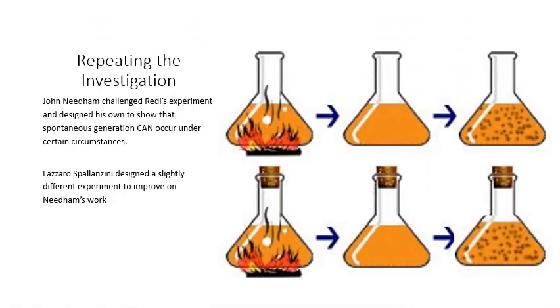But other scientists didn't think this was the way it occurred. They thought that spontaneous generation, of course, happened. A scientist by the name of John Needham challenged Redi's experiment. He designed his own that showed that spontaneous generation can occur under certain circumstances. What Needham did was he boiled what's called Luria broth. It's this nutrient-thick broth that bacteria grow really well in. He boiled it, he left it open to the air, and lo and behold, bacteria grew in it. Everybody knew that would happen.